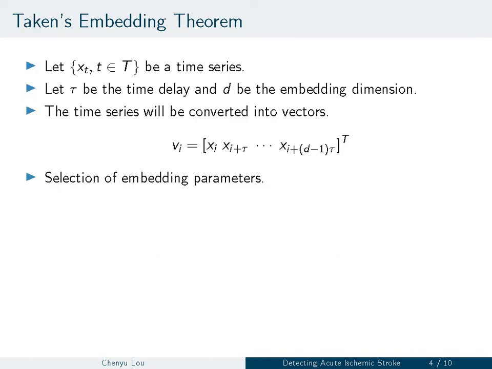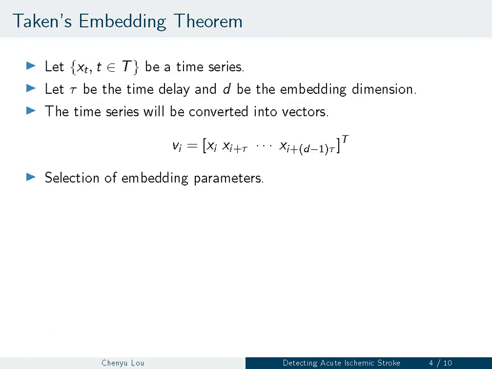Next, I'll be talking about how the embedding works. For any time series, the embedding theorem requires two parameters, which are the time delay and the embedding dimension. With those two parameters specified, the time series can be converted into vectors of the following form. There is no universal method for choosing the right embedding parameters.